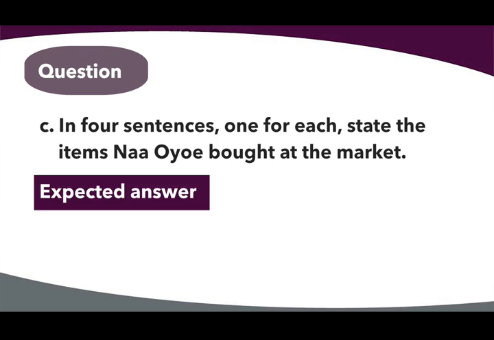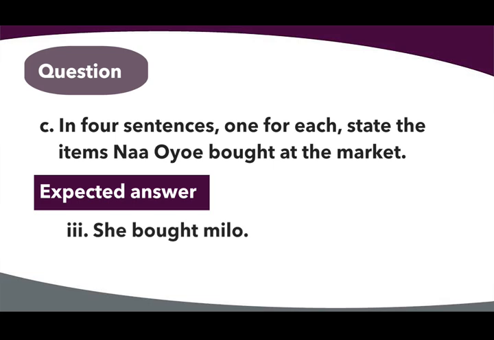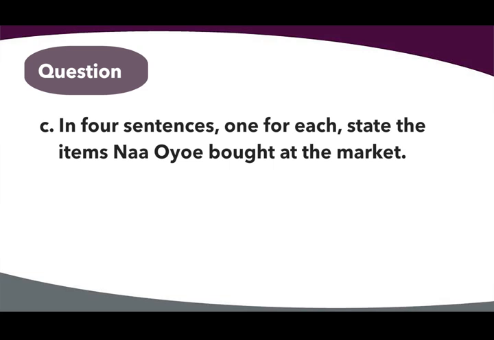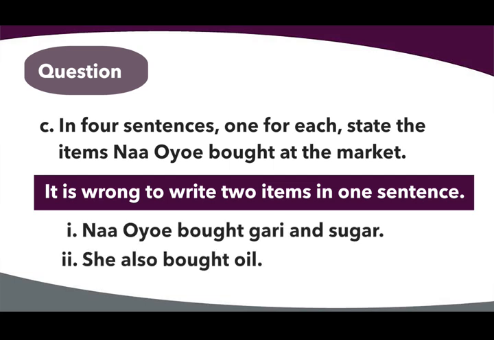Expected answers. 1. Noyo bought gari. 2. She bought oil. 3. She bought Milo. 4. She bought corn dough. It is wrong for you to write 2 items in one sentence. Look at the examples on your screen. 1. Noyo bought garri and sugar. That is wrong. 2. She also bought oil. That too is wrong. Avoid the use of connectives and conjunctions because they make the sentence lengthier.